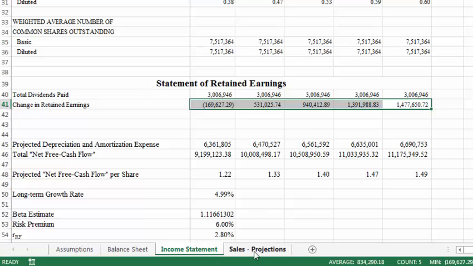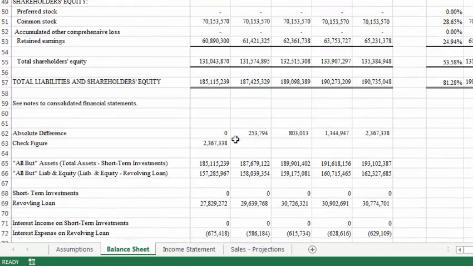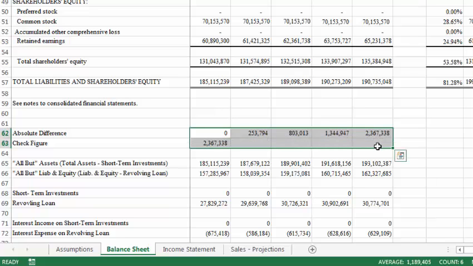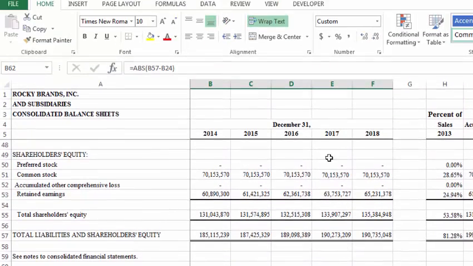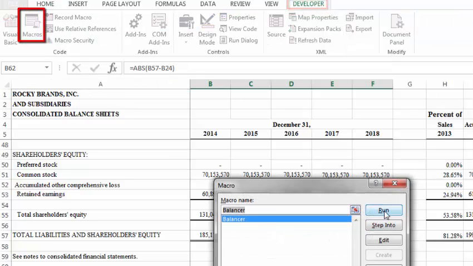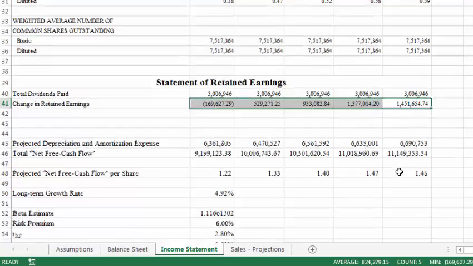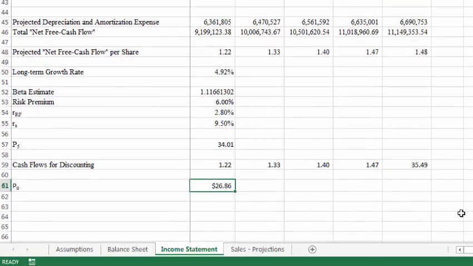But before I look at the prices or anything else, I need to go back and look at the balance sheet and scroll down, because you'll note that, oh crud, I'm out of balance. Yeah, because I just adjusted how much retained earnings they're going to be having. And so the very first thing I need to do is go back and use my developer tab in the ribbon and run the balancer macro, and it shoots it back down to 0. Then I'm going to go over my income statement and scroll down, and I'm much closer. So I'm closer to what the markets are seeing.